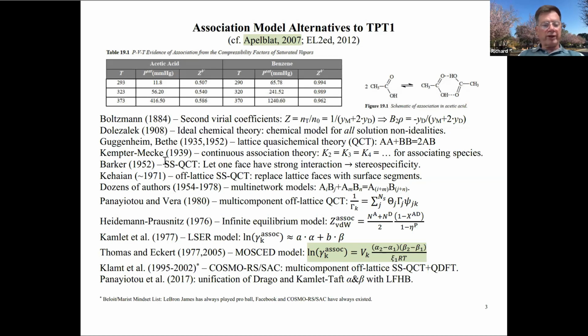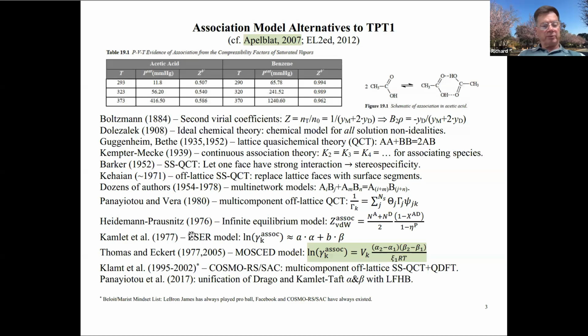The chemical theory really started with Boltzmann, but was extended to this continuous association theory, where we do K1, K2, K3, Kempter and Mecke, and then that led to ultimately this Heidemann and Prausnitz theory, which I liked a lot when it came out.